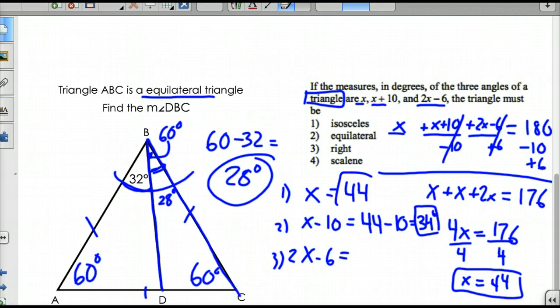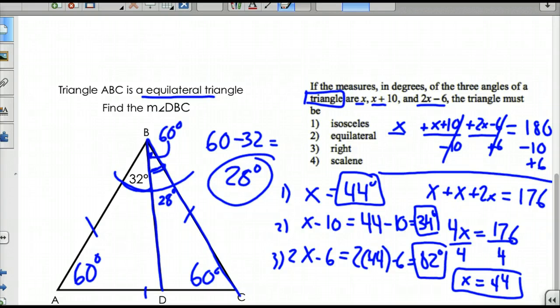That's our second angle. And our third angle is going to be 2x minus 6, which is 2 times 44 minus 6, which is 82. Now if I look at the 3 angles, all 3 are different, meaning there's no congruent ones, meaning my triangle is scalene. So once again, all you had to do was solve for x, and then plug in x for each of the angles, and see what kind of triangle it was.